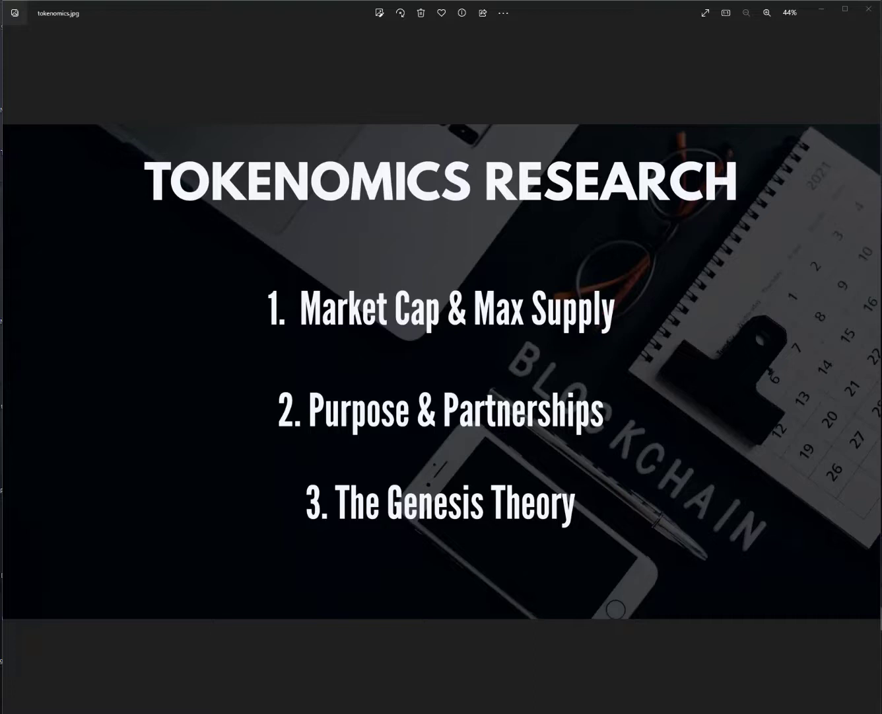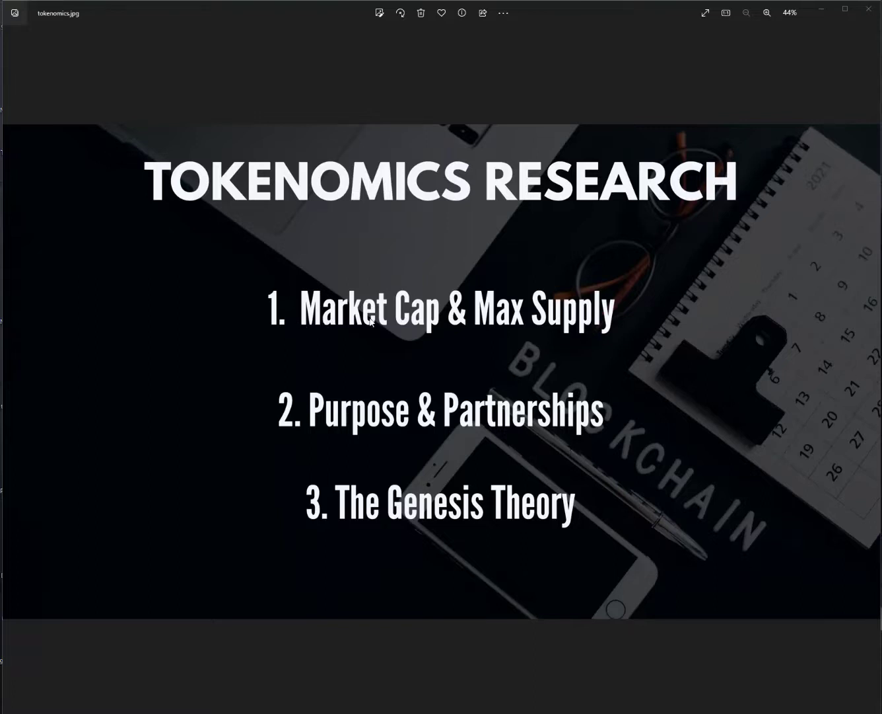So tokenomics research is kind of three-part. It's a three-part situation, and all this boils down to old-fashioned research and reading. That's really all it is. And so the first thing we're going to look at is the market cap and max supply. Very important. The second thing I like to look for is the purpose, or it may be called utility. What problem is the project going to solve? Partnerships, who believes in this project, and then the genesis theory, which I'll cover when we get to it. So let's jump on in.